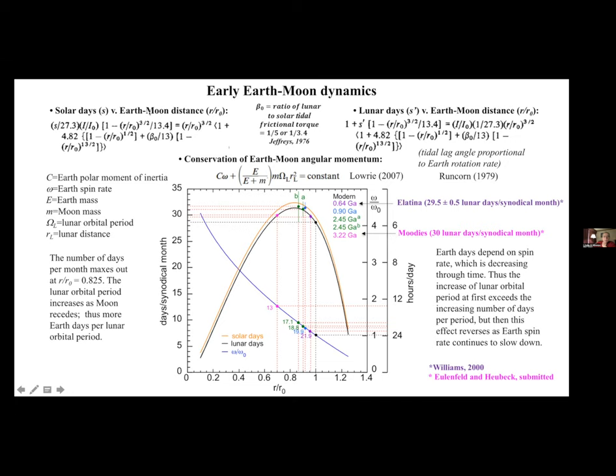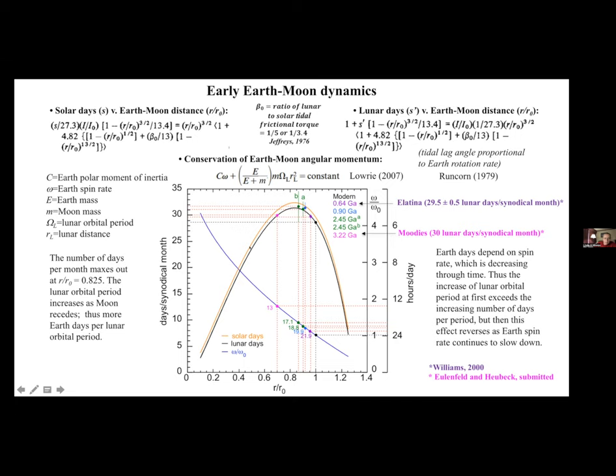And so this assumes S would be the solar days. This sets up the model, and then you can solve for solar days and Earth-moon distance and map out this curve here, which shows you that this is today, where the Earth-moon distance of today is the same as one. As the moon is closer in the past to the Earth, then of course this ratio gets smaller. So the number of days per month maxes out at about 0.825, right around here.